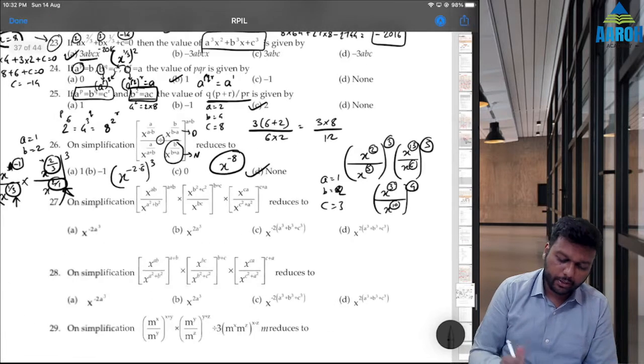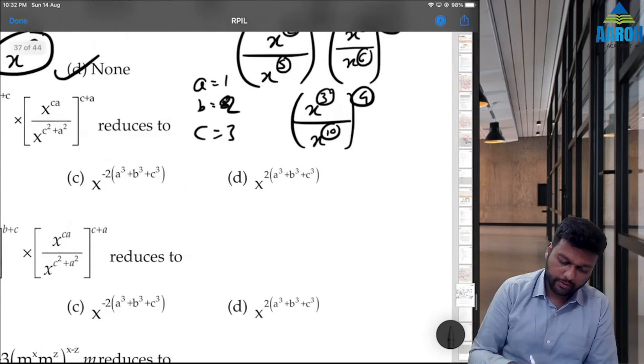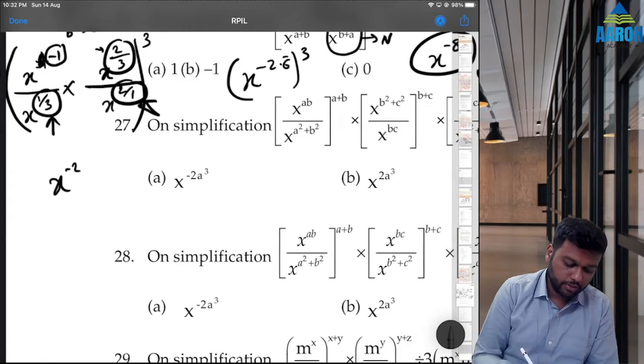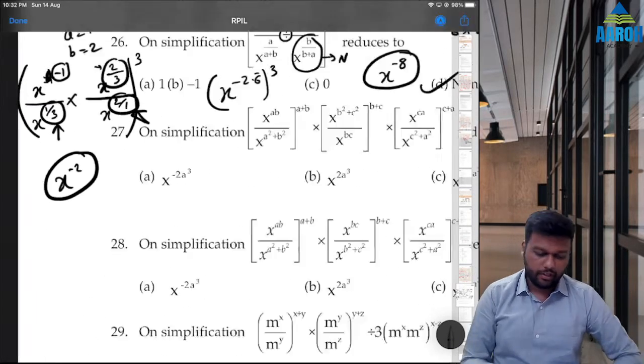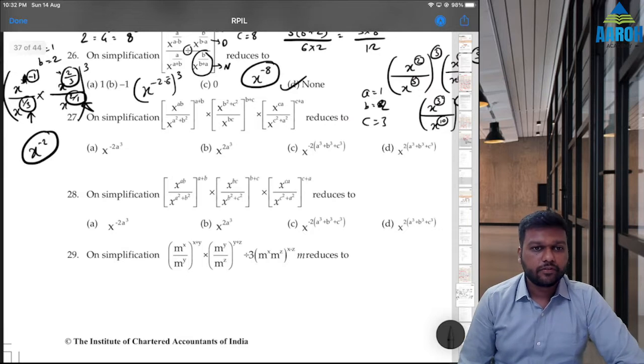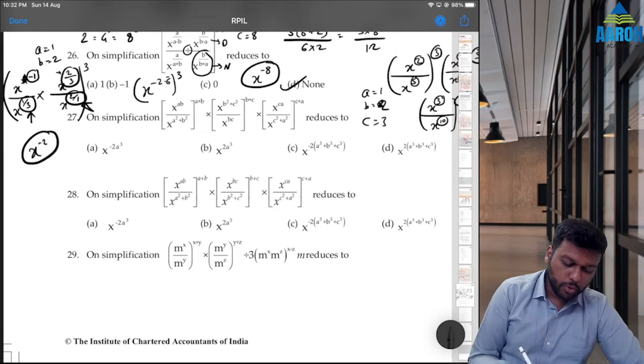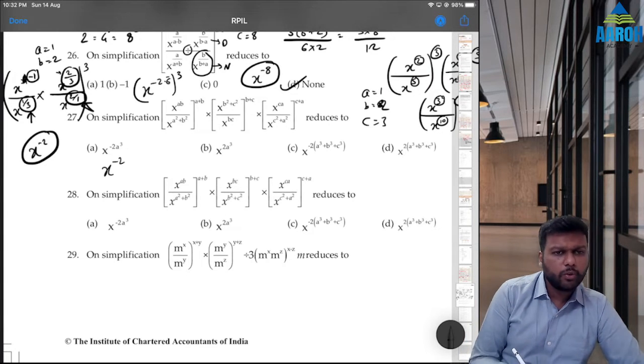If you press MRC, you get x raised to minus 2. Now let's check which option gives us the answer. x raised to minus 2 a cube, that is x raised to minus 2 into 1. So yes, this gives us the answer.